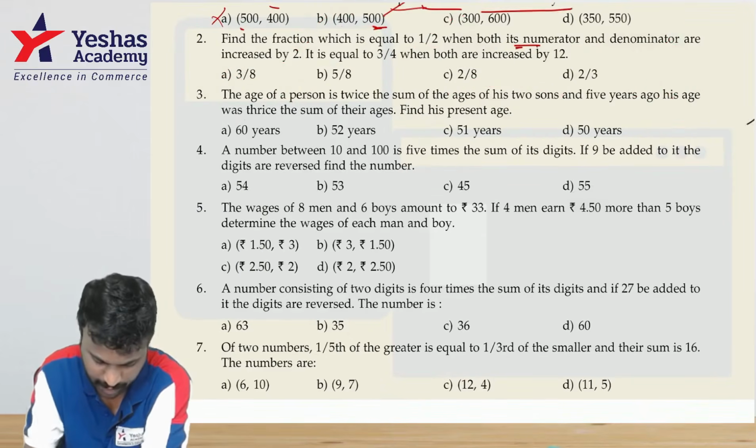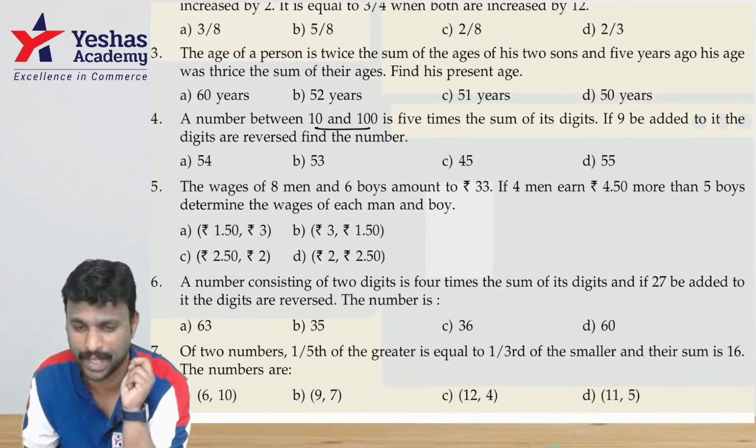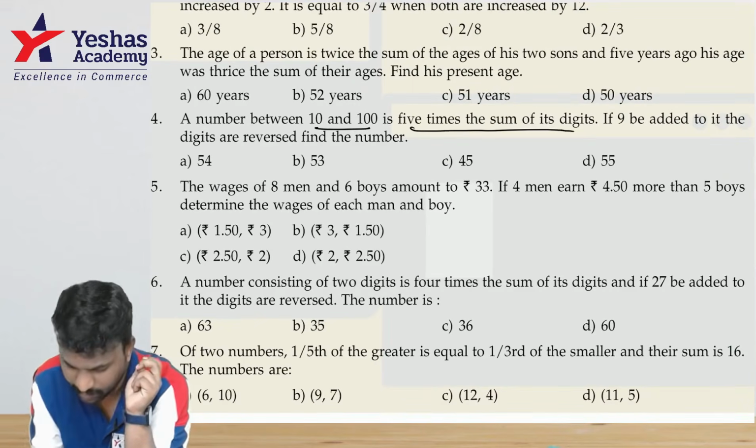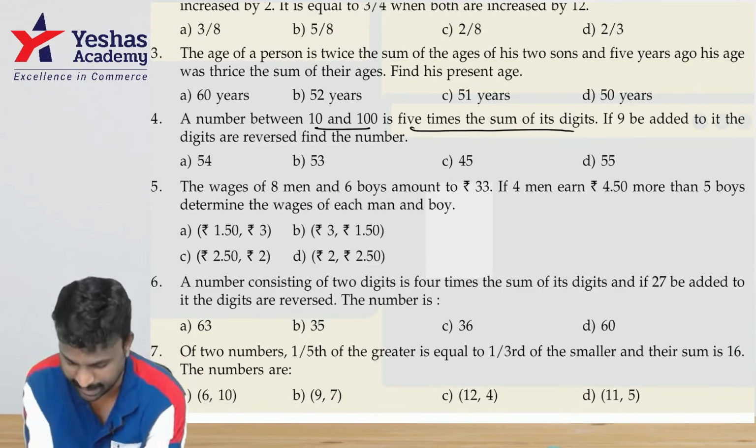Guys, moving on to the next question. A number is between 10 and 100. That means it's a two-digit number. Is 5 times the sum of its digits.